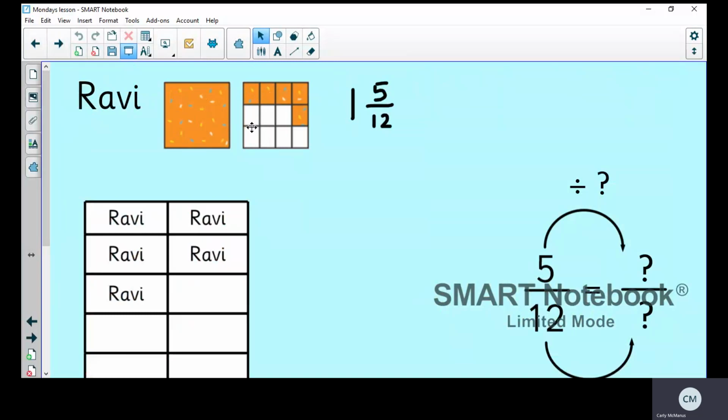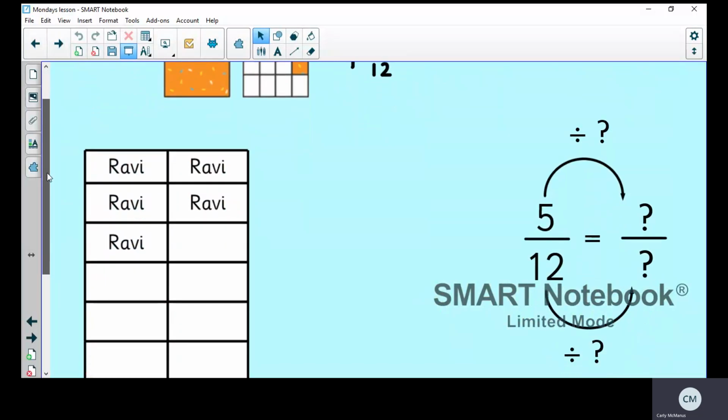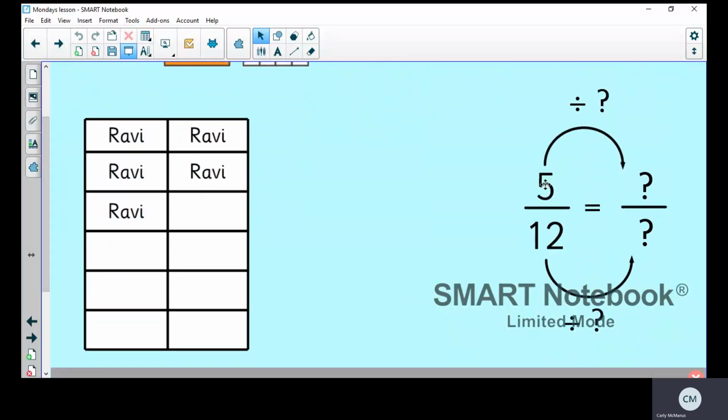Now you cannot simplify a whole. You can't make a whole number smaller, but you can make a fraction smaller. Now if we have a look here, we've got 5/12. How can we simplify that fraction? Now we still want it to be equivalent, so we still want it to be the same. It's just going to look a bit different.